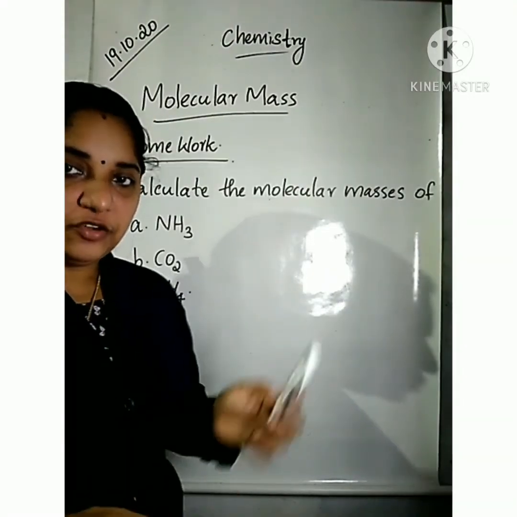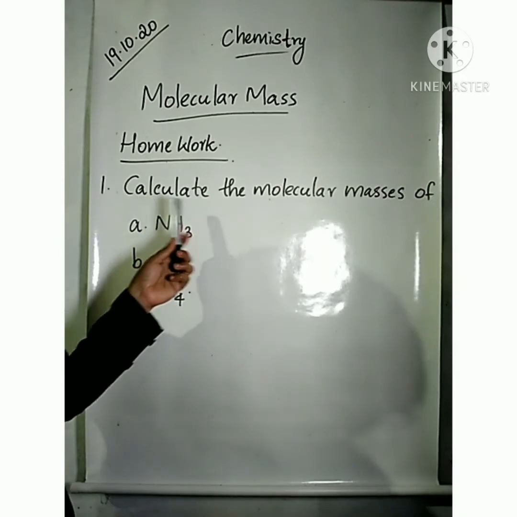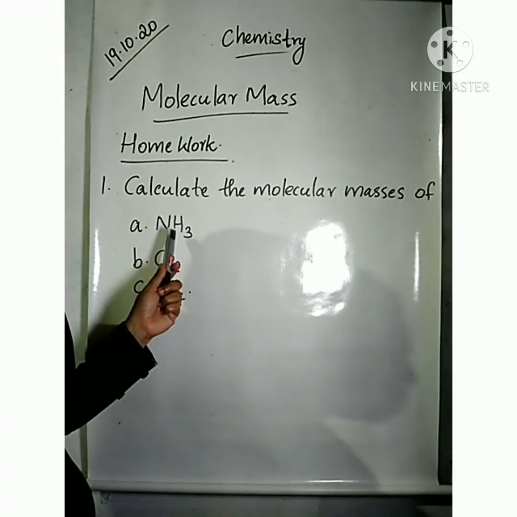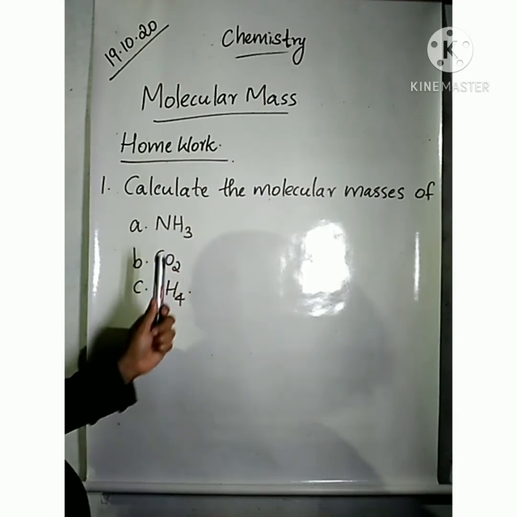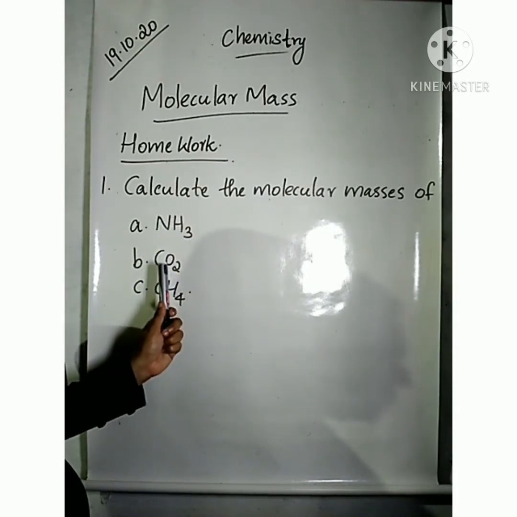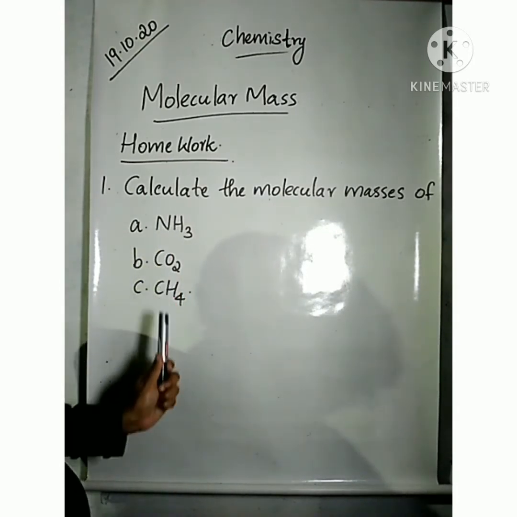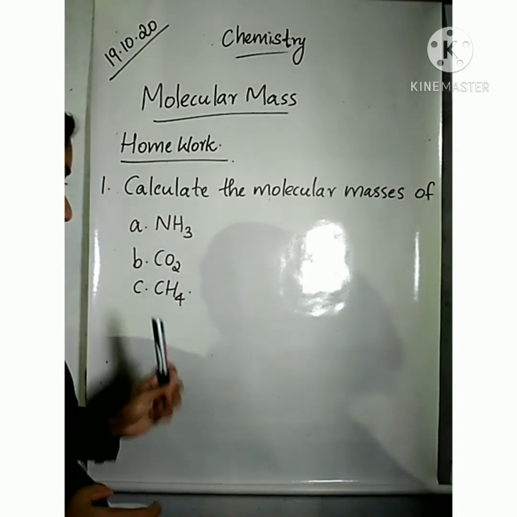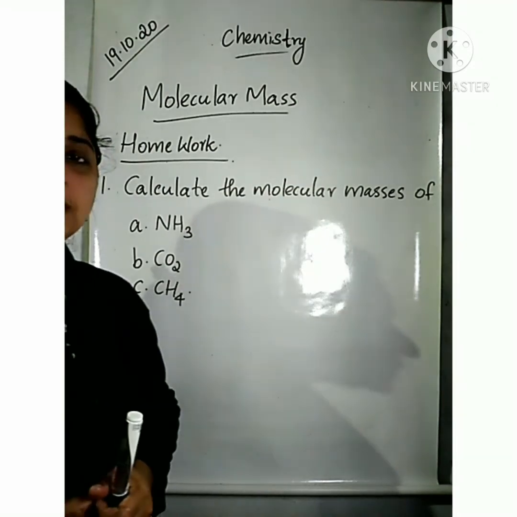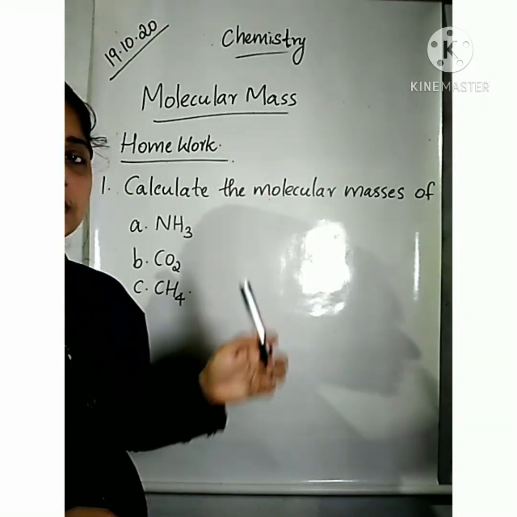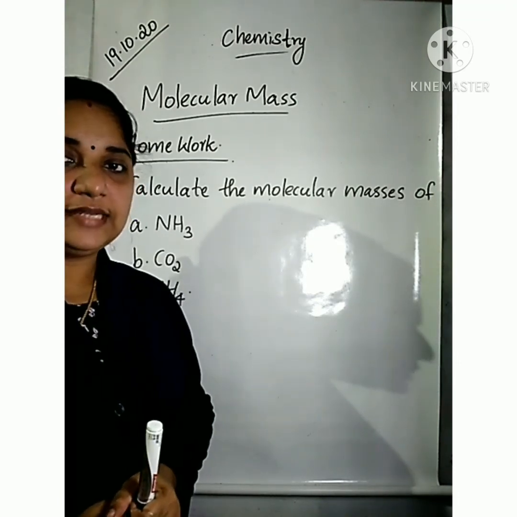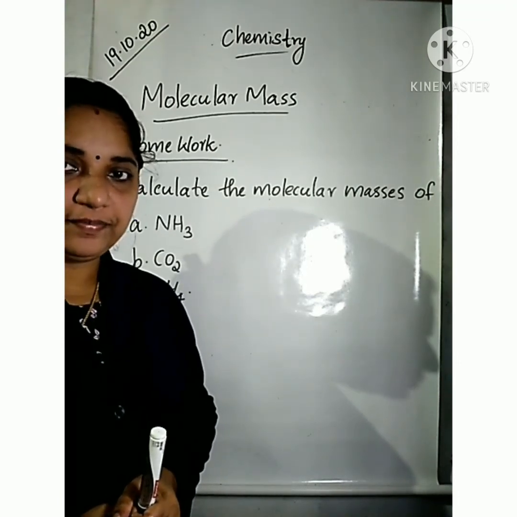Listen children, one homework for you. Calculate the molecular masses of NH3. NH3 means ammonia. Then CO2, carbon dioxide. Then CH4. CH4 means methane. Methane is a carbon compound. So calculate the molecular masses of each compound and submit on time. Okay.